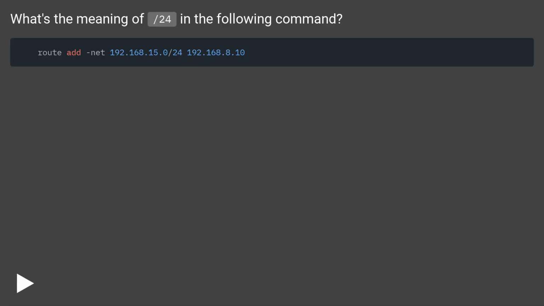What's /24 in 192.168.15.0/24? What's the meaning of /24 in the following command?